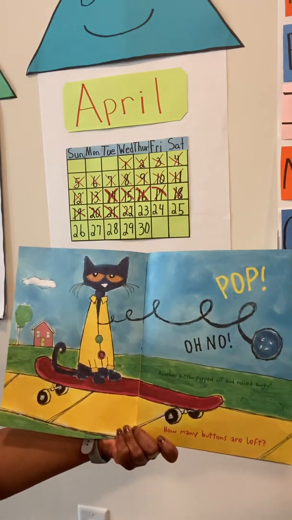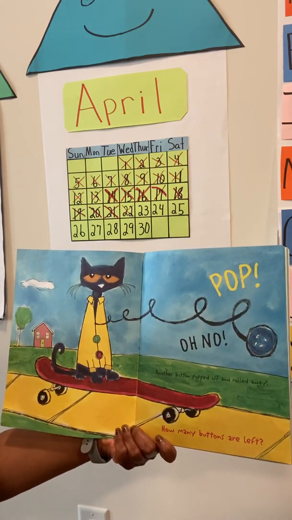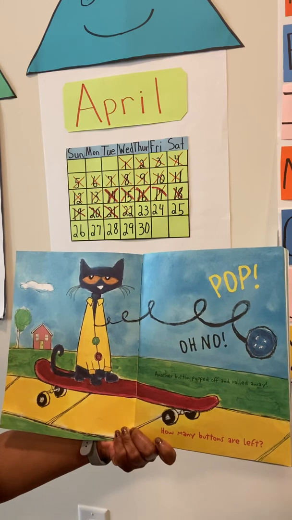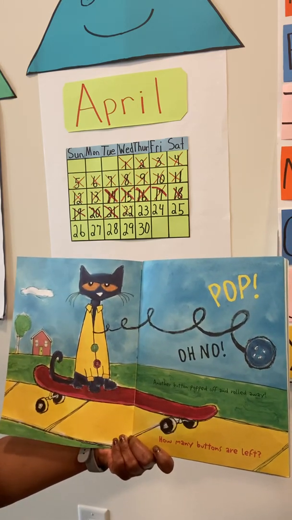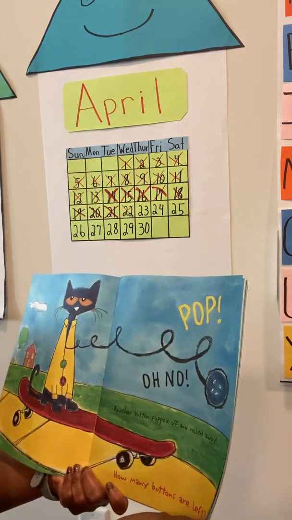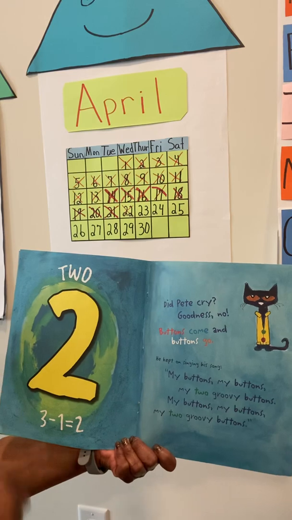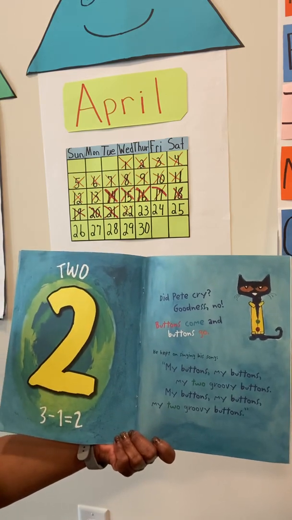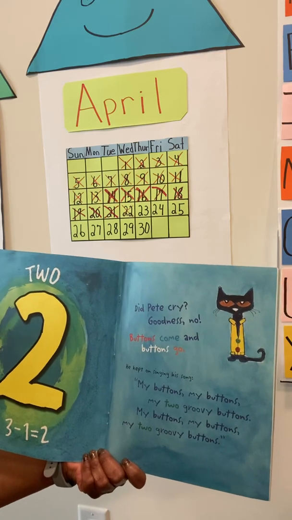Bing! Pop! Oh no! Another button popped off and rolled away. How many buttons are left? Did you say 2? 3 minus 1 is 2. 1, 2.